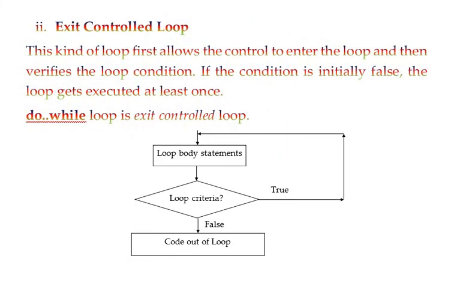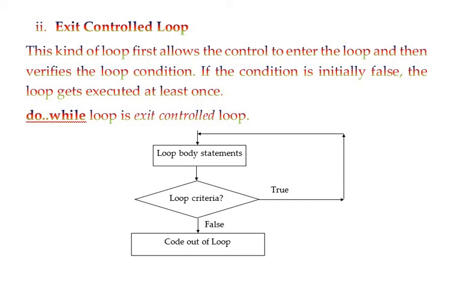And the other kind is exit controlled loop. In this, the loop first allows the control to enter the body. That means it first does the work and then asks whether repetition should be done or not. If initially the condition is false, then also this kind of loop gets executed at least once. Do while is a kind of loop which is exit controlled.